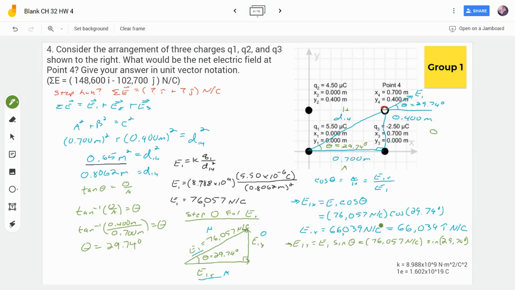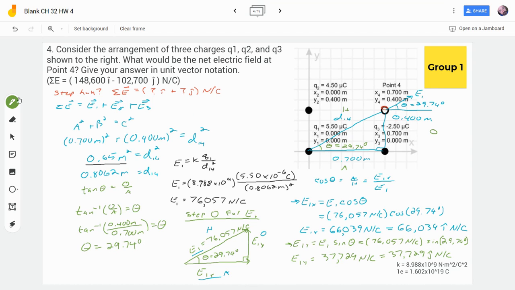And I get 37729. So that means E1y is 37729 newtons per coulomb. And which way is that going? Notice that is going up, which means in i hats and j hats, in unit vector notation, that component is equal to 37729 j hat newtons per coulomb. So we've got that.